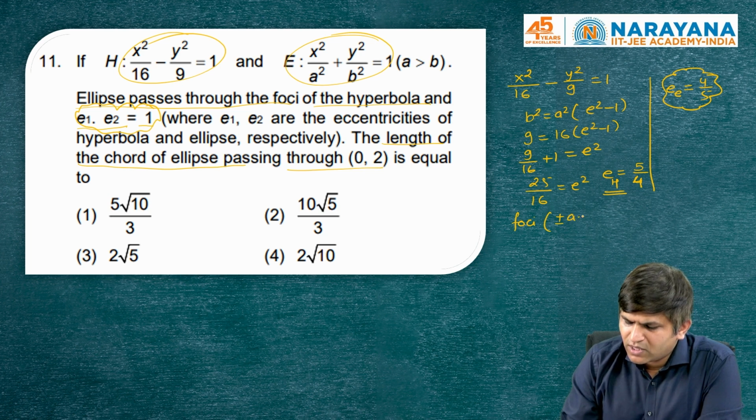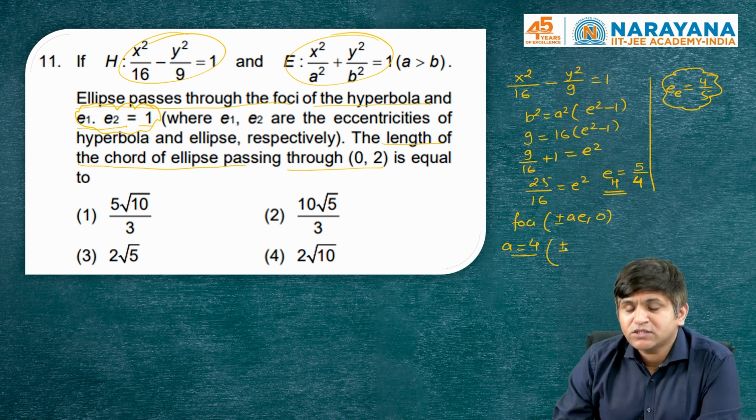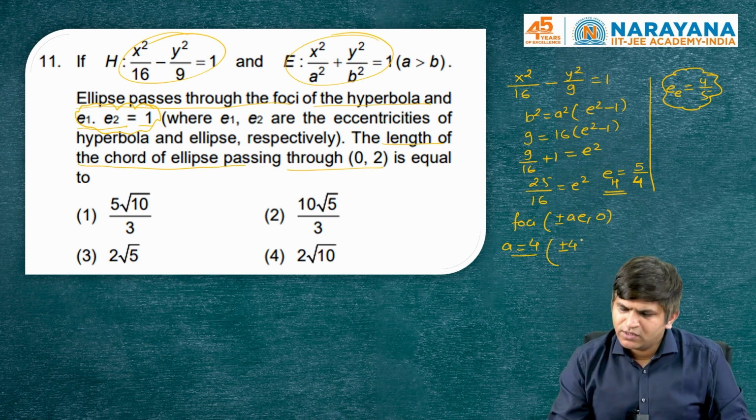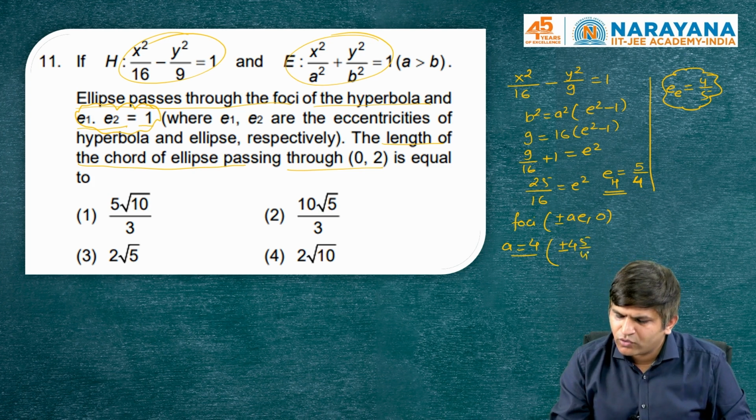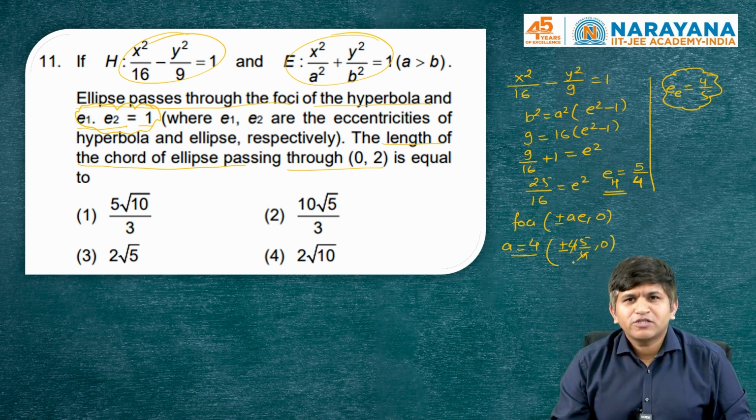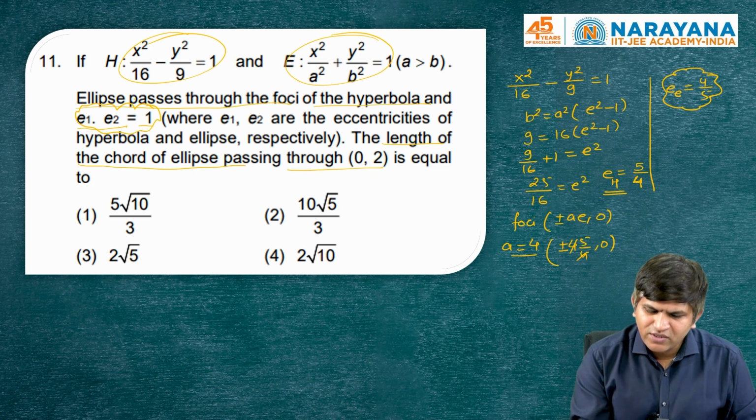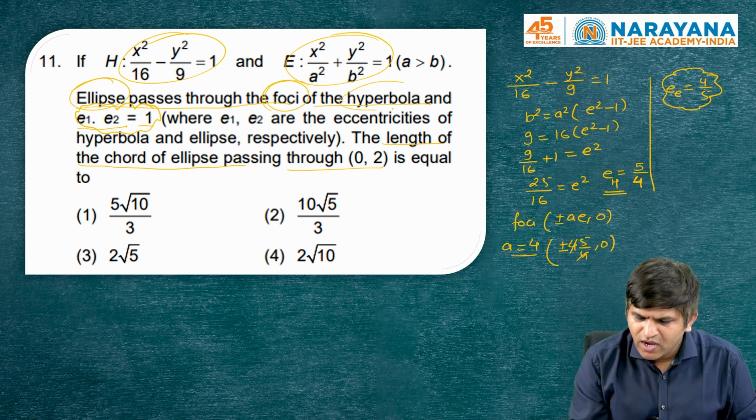Okay, now if we know the eccentricity of the hyperbola, we know its foci will be plus minus a comma 0. The a value we have is 4, so the foci will be plus minus 4 times e, the eccentricity, that is 5 by 4. So this is plus minus 5 comma 0. Now it is given that the ellipse passes through the foci of the hyperbola.